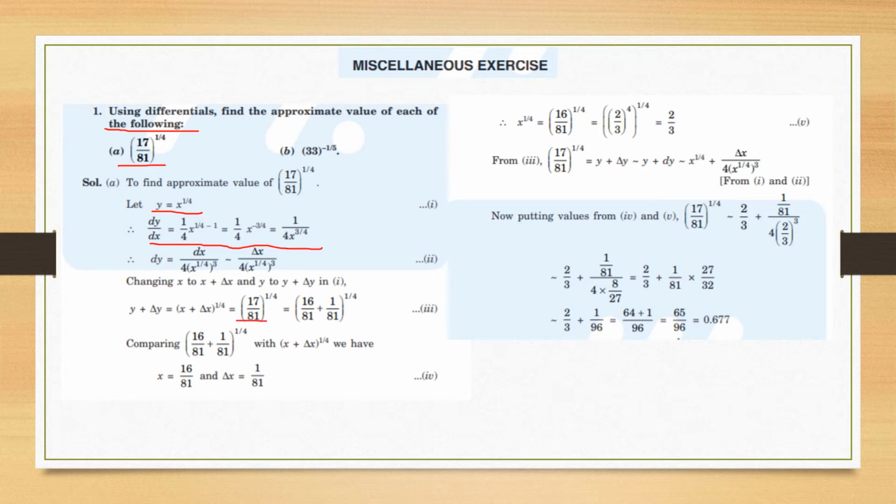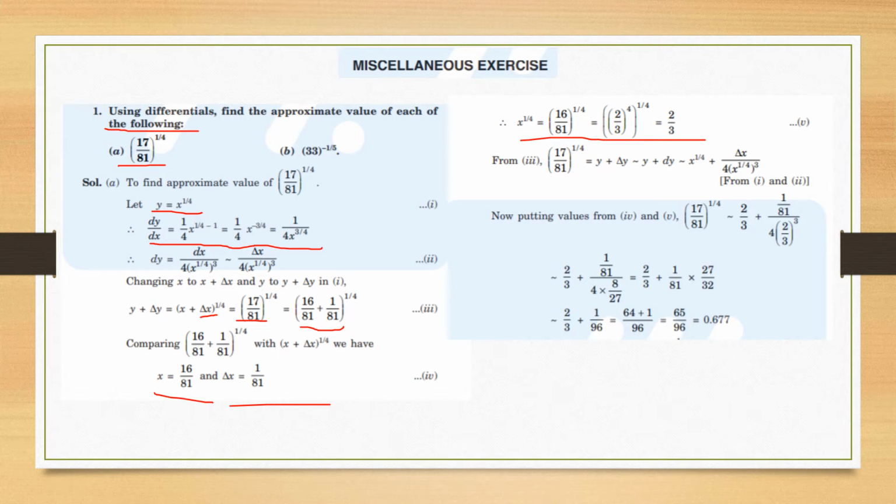So this becomes (16/81 plus 1/81) raised to power 1 by 4. Here you have to break it in such a form so that you can easily take it out of the fourth root bracket. So 16 by 81, and the plus 1 upon 81 will serve as delta x. Comparing, you will get x is this and delta x is this. Now x raised to power 1 by 4 is 2 by 3. That's why we split it like this.